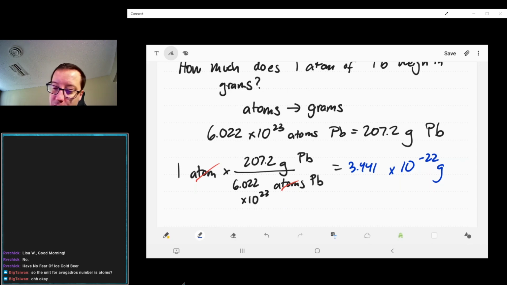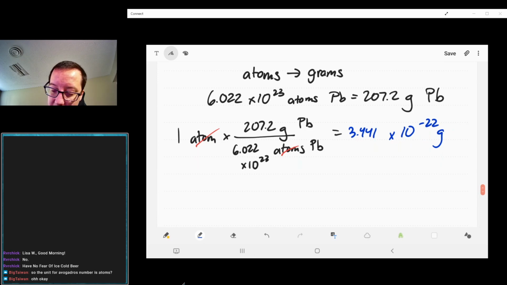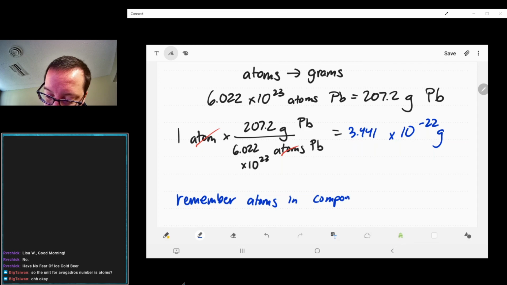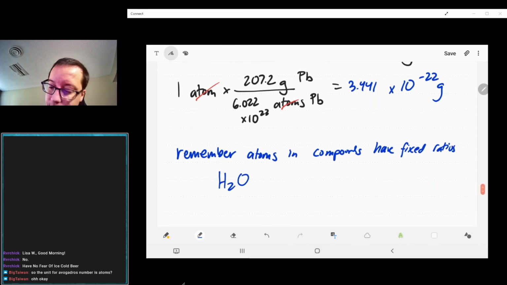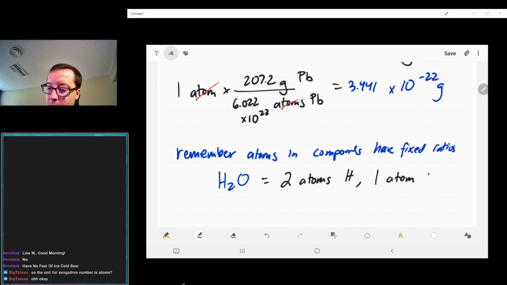Again, this is going to be important for us because we know, for example, that remember atoms in compounds have fixed ratios. For example, hydrogen and oxygen for water. Remember, this tells us we have 2 atoms of hydrogen, 1 atom of oxygen.